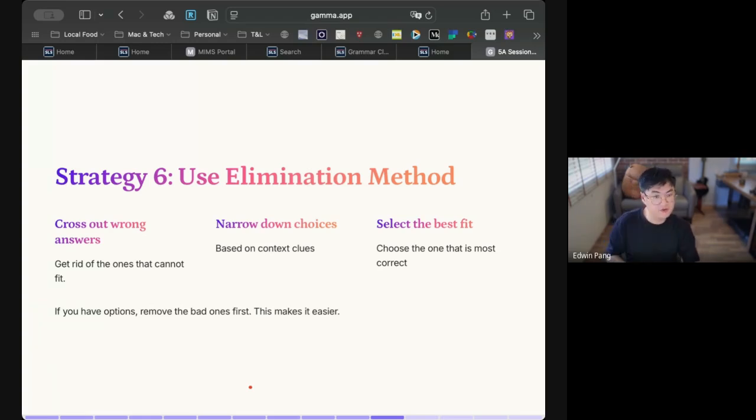Put it into the blank. See if it works. If not, cancel. Put another one. So you eliminate. If you think there are a few possible answers, try them all out and then see which one fits the best. Everybody okay? Everybody clear so far?